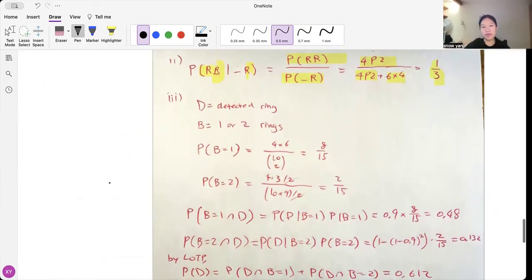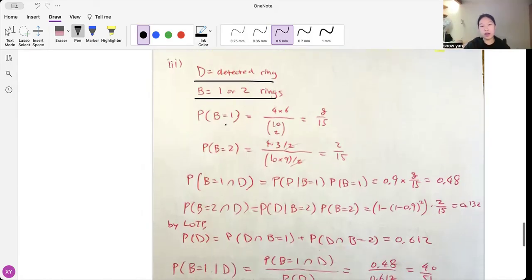I think it's definitely important to define the notation. D is a true or false flag of whether or not the detector detected the ring, and B is the number of rings that were actually present. Here we know that the detector already detected something, so there must have been at least one or two rings. There's no case where there was no ring and a false alarm. That wouldn't happen. So we want P of B equals 1 and B equals 2 without any prior knowledge.